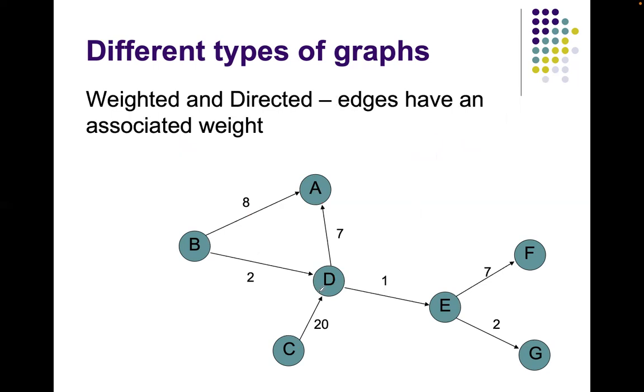So this is an example of a directed and weighted graph. Okay, so you can see that edges have a direction, and also each edge is associated with a weight. Okay, so here B is connected with A, but the associated weight of this edge is 8. All right, so D is connected with A, and the associated weight of this edge is 7.